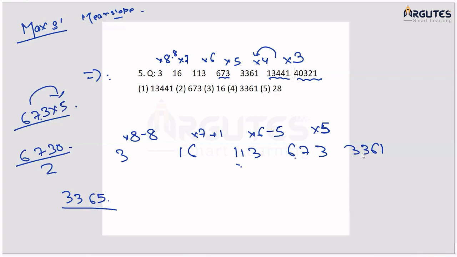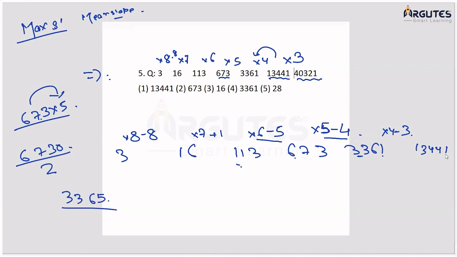Now 3365 and here it's 3361. So we will subtract 4 over here to reach 3361. Now the rules are getting confirmed. The rules are ×6 minus 5, ×5 minus 4, so it will be 3361 and 13441. This will be near to ×4 minus 3. So let's check whether it's ×4 minus 3. If it is ×4 minus 3, the rule will get confirmed.